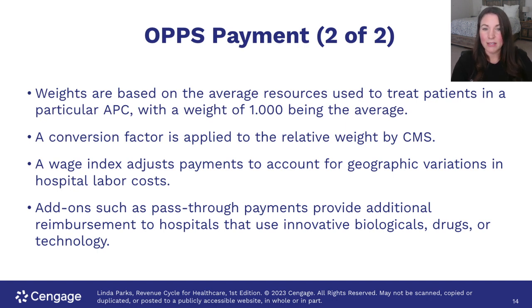Okay, weights are based on the average resources used to treat a patient in an APC. And this is going to sound very familiar. We talked a lot about relative weights already. A weight of 1.000 being the average. So if a relative weight is higher than 1.000, that means more resources were used to treat the patient. So the payment is going to be higher. Okay, if it is below that number, 1.000, then less resources were used, so the payment will be lower.